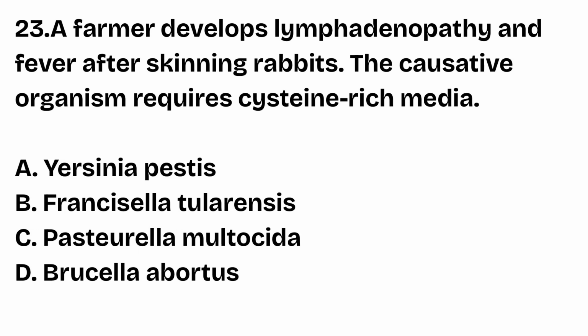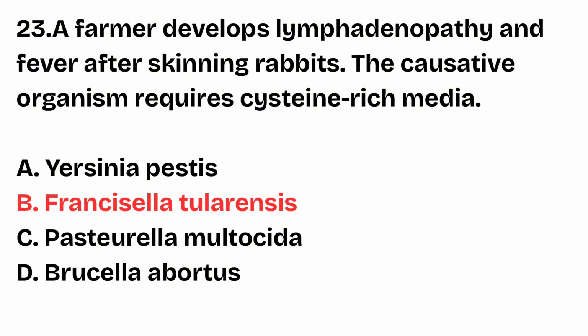Question number 23. A farmer develops lymphadenopathy and fever after skinning rabbits. The causative organism requires cysteine-rich media. Which is the organism? Yersinia pestis, Francisella tularensis, Pasteurella multocida, Brucella abortus. The right answer is option B, Francisella tularensis. Francisella tularensis, the agent of tularemia, requires cysteine-enriched media for growth, and it is commonly transmitted while handling rabbits.